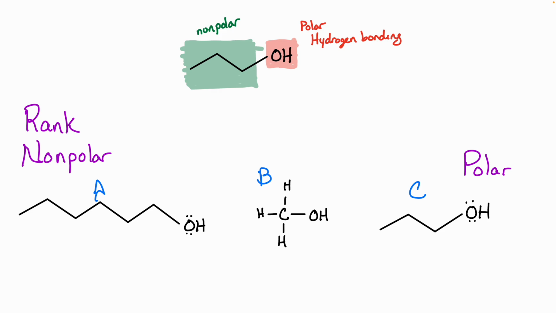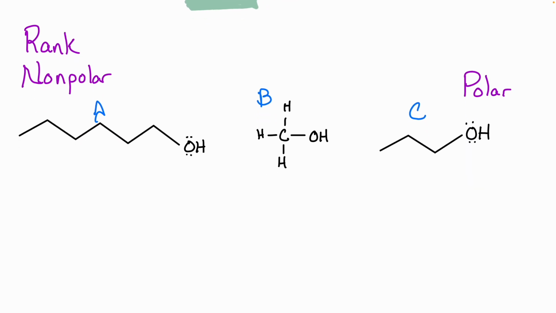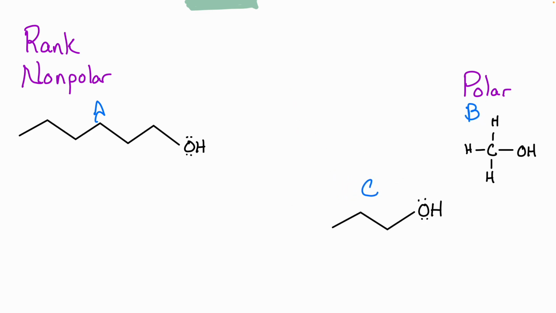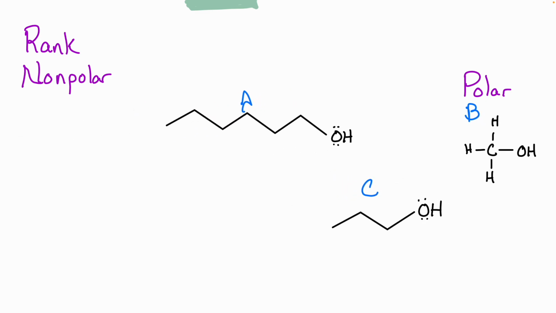All right, so looking at these structures here, which one do we think would be the least polar, A, B, or C? A, because it's got the longest hydrocarbon tail. And which one's going to be the most polar up here? B, because it's got the smallest hydrocarbon tail, right? So if I'm going to organize these in terms of increasing polarity, A is the most nonpolar, followed by C, followed by B.